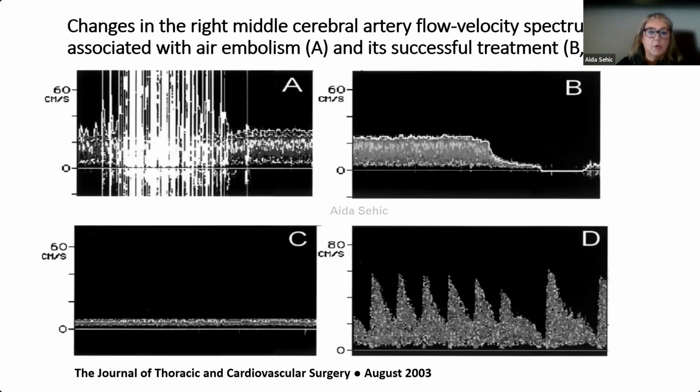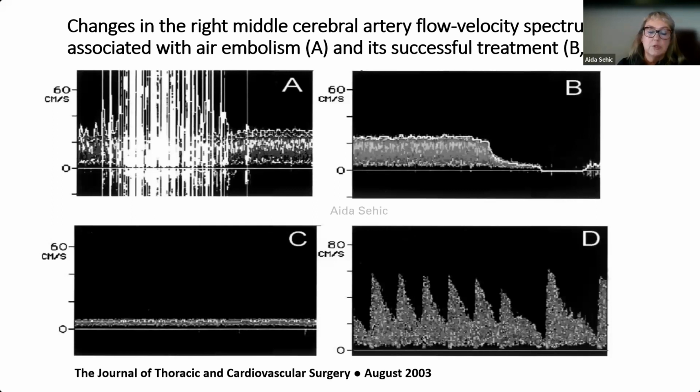So I mentioned we monitored several modalities for this case, and I will start with TCD. On this slide, changes in the right middle cerebral artery flow velocity spectrum are associated with air embolism on picture A, and its successful treatment on the following pictures. We noticed a sudden appearance of high-intensity transient signals, white full-scale vertical deflections, suggestive of gas bubbles. On picture B, a transient loss of flow velocity signal occurred during hypothermic circulatory arrest.